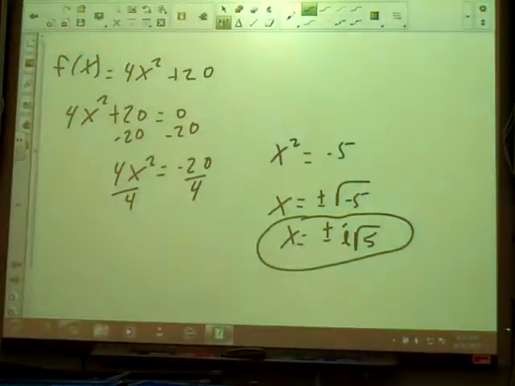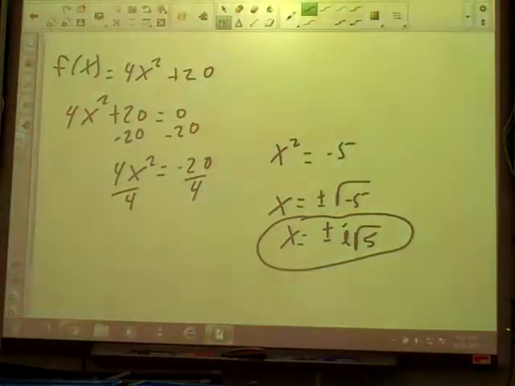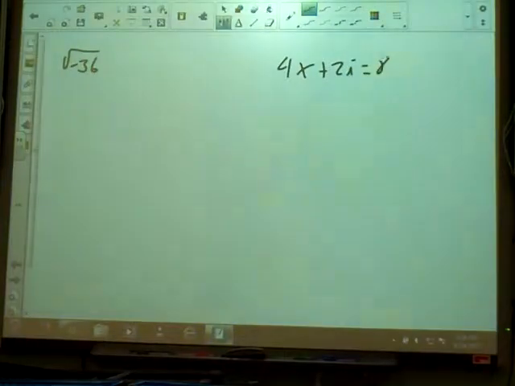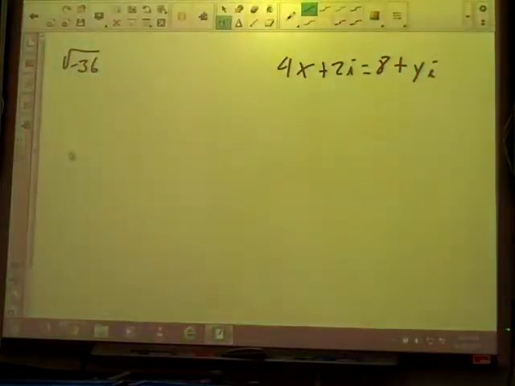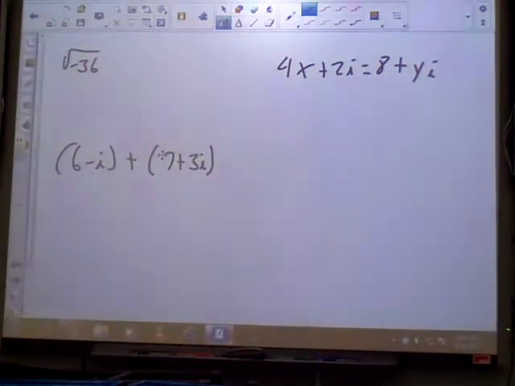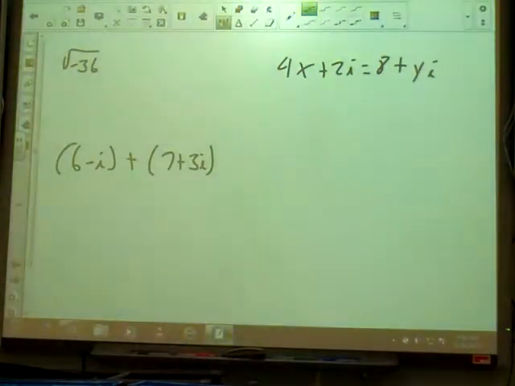All right, what I'm going to do here, I'm going to give you a problem of each type that we've covered today to work on your own and then check it with your huddle. Number 1, square root of negative 36. Number 2, solve this one for x and y: 4x plus 2i equals 8 plus yi. Number 3, write your answer in standard form: 6 minus i plus 7 plus 3i. Number 4, multiply: 4 minus 2i times 4 plus 2i.